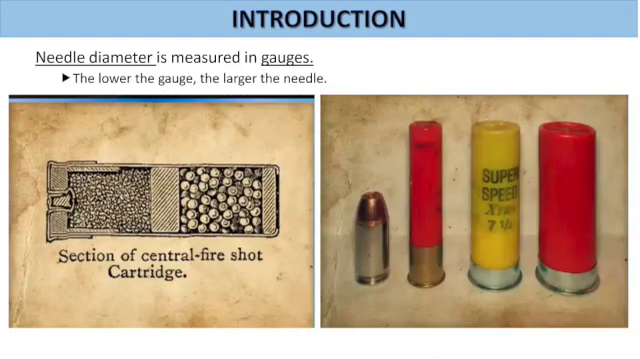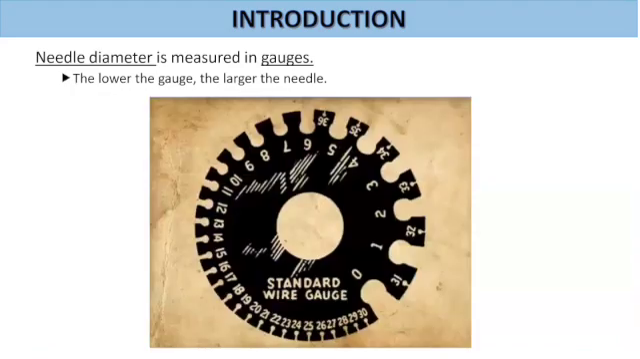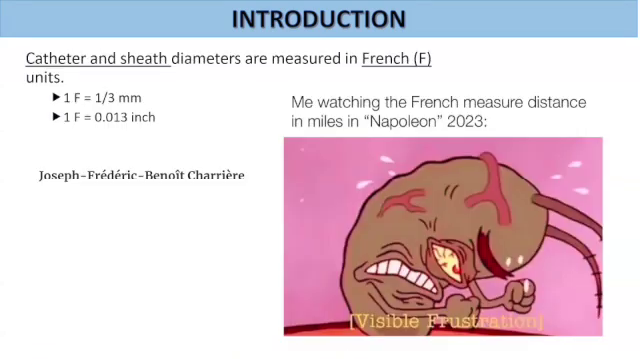Another origin of this terminology is from pellet shots. If one big lead ball is made into many small pellets, that is known as the gauge of the pellet. For example, a 410 gauge cartridge has very small pellets that were used to kill smaller animals. And this was the origin of the metric system of gauge. Then a wheel was originated that was used to measure metallic sheets, and similarly it was adopted for needles. Coming to the catheters and sheaths.